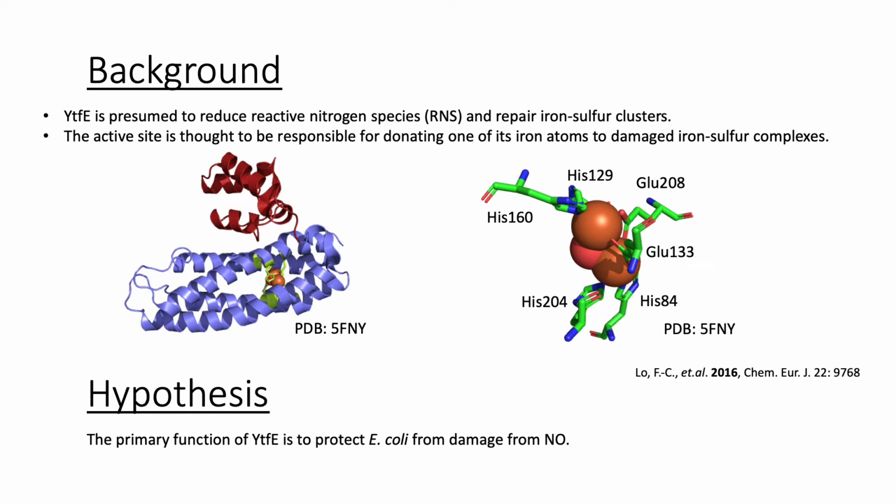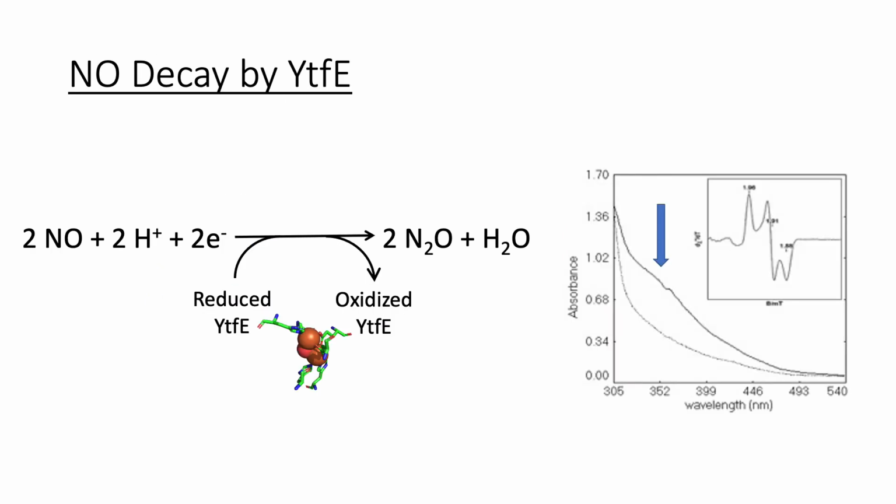Studies have shown that YtfE can reduce NO to N2O, suggesting that the enzyme plays an important role in protecting E. coli from the damage due to nitrosative stress. However, the exact mechanism is unknown, and thus our hypothesis was that NO reduction is the primary function of YtfE. In order to test the hypothesis, we first determined the kinetic rates of the reaction, as that is the first step in determining the physical mechanism.